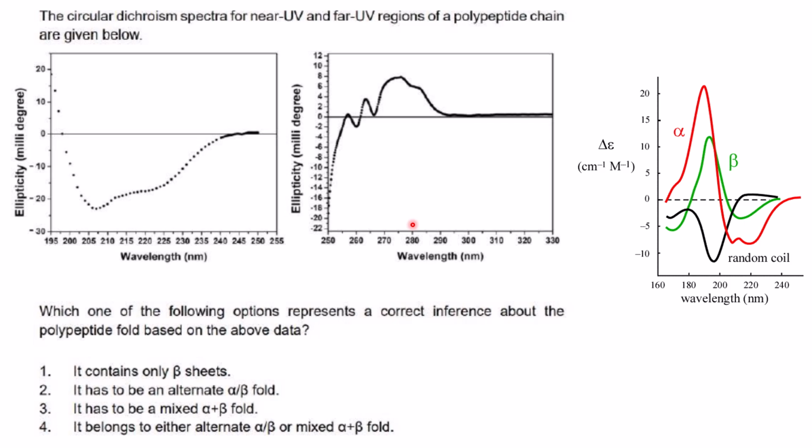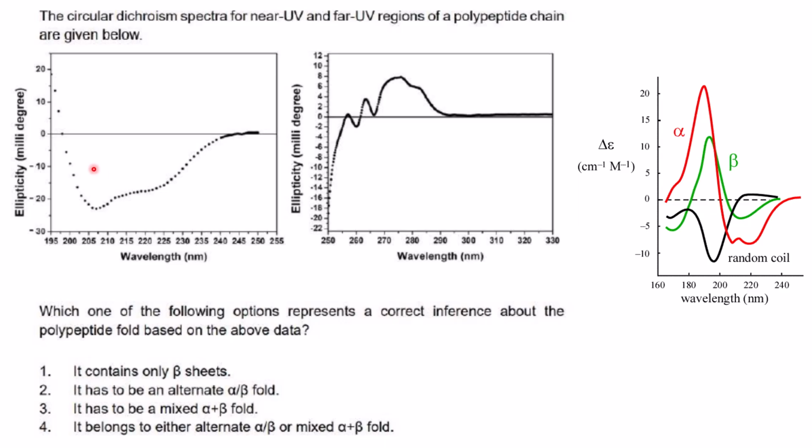Now here, which one of the following options represents a correct inference about the polypeptide fold based on the above data? It contains only beta sheet. Now if you see this graph, it doesn't show a proper alpha helix. See here, this is the CD spectra for an alpha helix, and that is for a beta sheet. It doesn't show a typical alpha helix, nor is it a beta sheet. So you cannot confirm 100% that it contains only beta sheets.